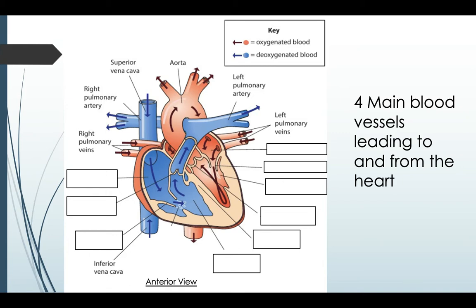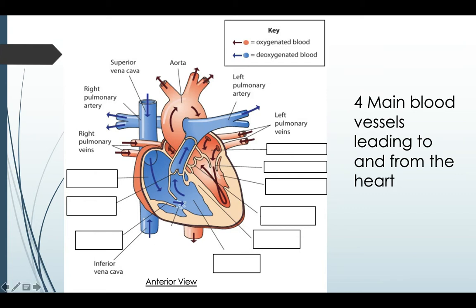Four main blood vessels leading to and from the heart. Firstly, we have the vena cava. We have the inferior and superior vena cava, which bring deoxygenated blood from the body back to the heart. We then have the left and right pulmonary artery, which transport deoxygenated blood to the lungs to pick up more oxygen. Now, it's the only artery that carries deoxygenated blood. Generally, they carry oxygenated blood.